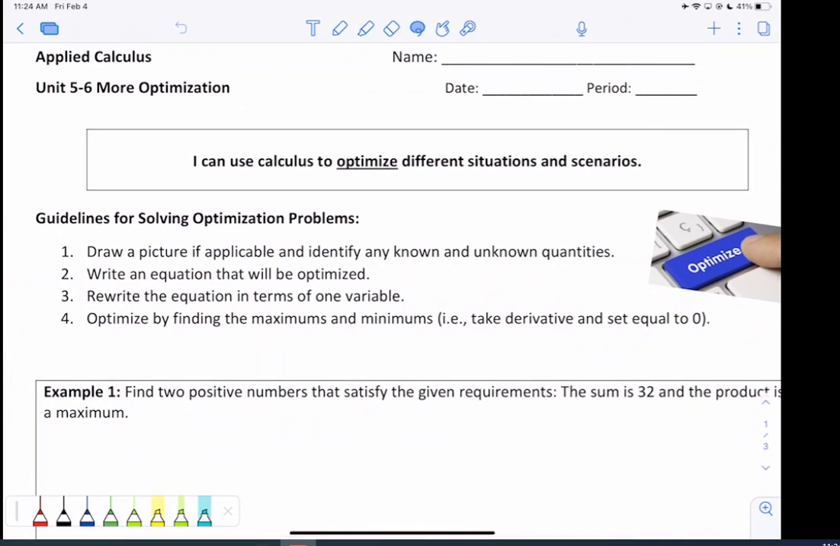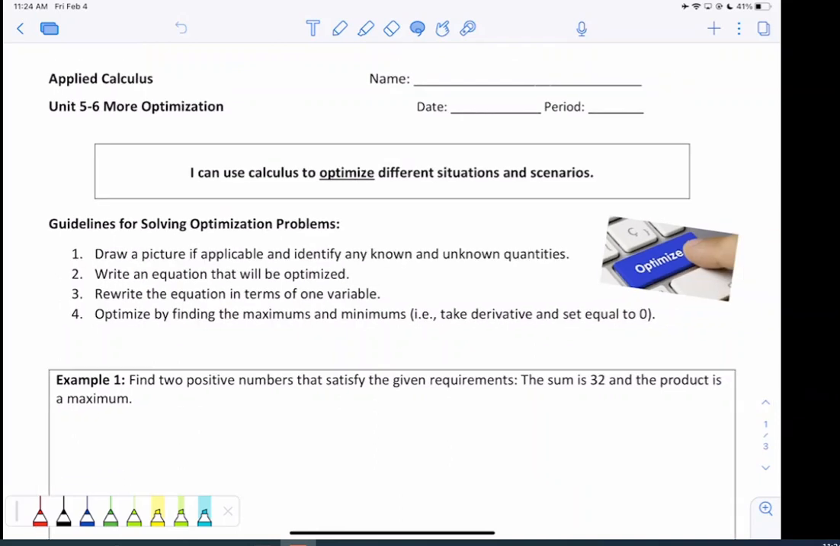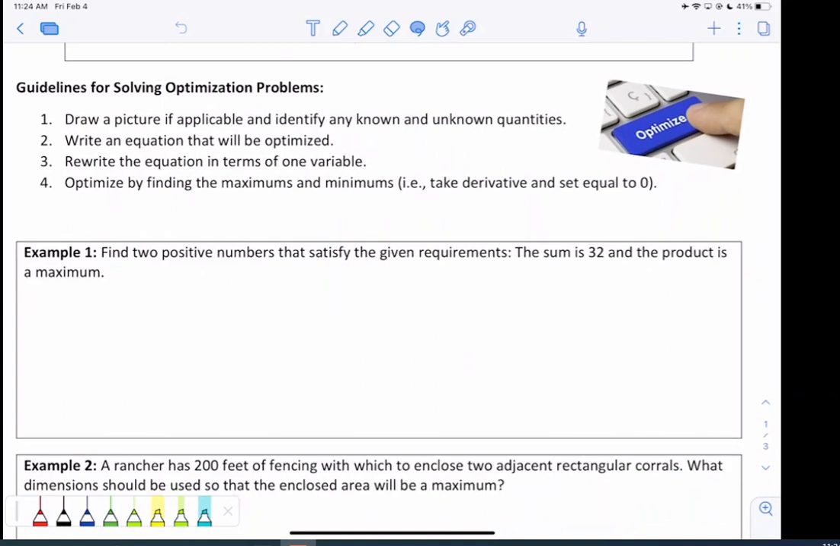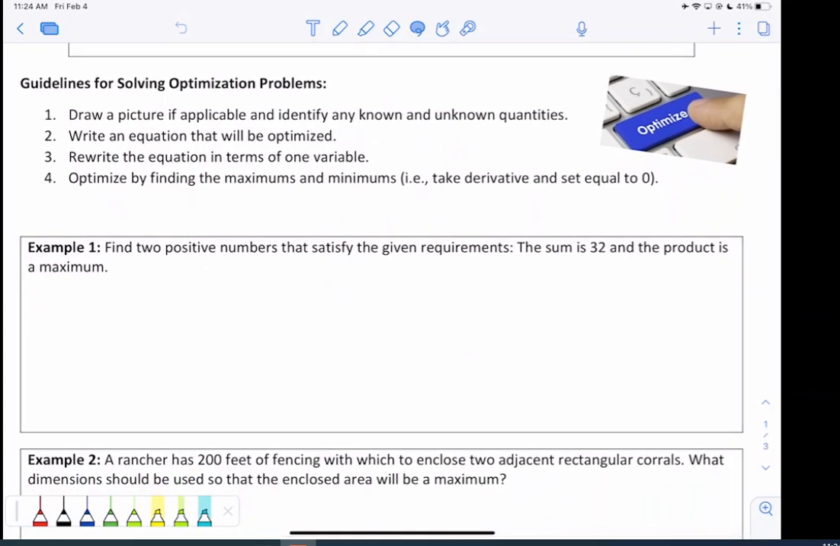So we've practiced setting up these optimization problems. Like I said, today we're going to go the extra step and actually solve them. So let's take a look at example number 1. We want to find two positive numbers that satisfy the given requirements. The sum is 32 and the product is a maximum. So first step is to draw a picture. Here I don't really have anything that I can draw, so we'll go ahead and skip part 1 for now.